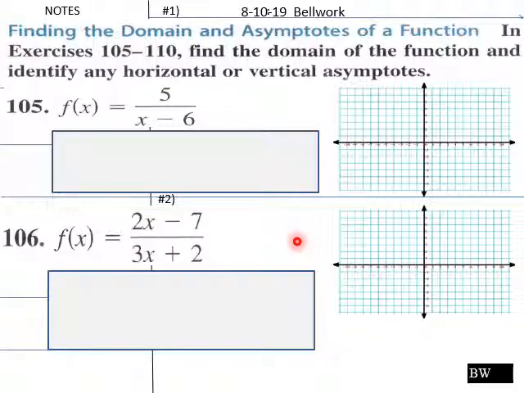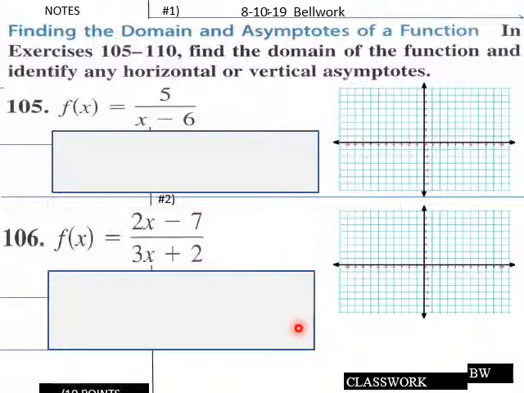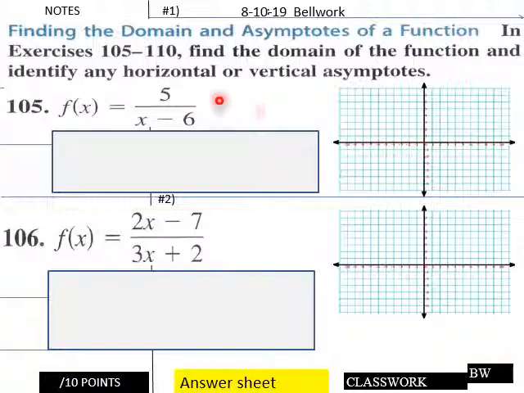And today we have a bell work. Hooray, we got a bell work, students, teachers, we got a bell work. So in these exercises, find the domain of the function. What's the domain of this function? And identify any horizontal or vertical asymptotes. So remember that, students. Give your students about 5-6 minutes. Graph these, students, too, by the way.